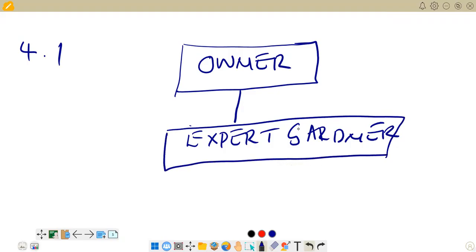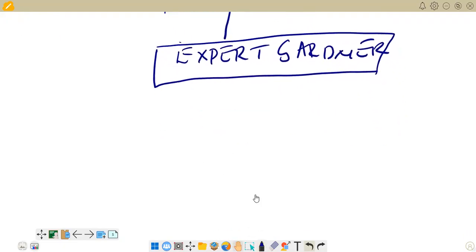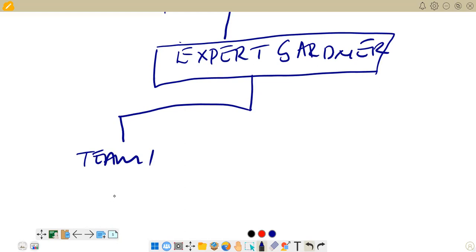Then beneath that, we are told that there are two teams that are there. So it means we are going to present also two teams that are going to come from here that are being headed by this expert gardener. We've got one of them here. Let's just name this one team one. Team one, and it has 10 people according to the question. It has 10 people.